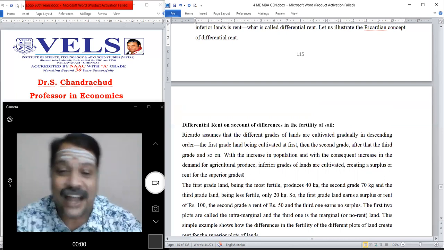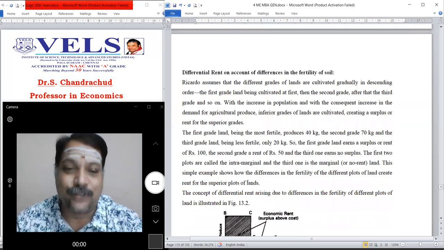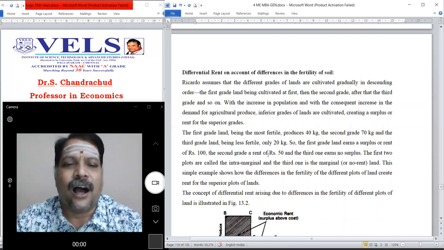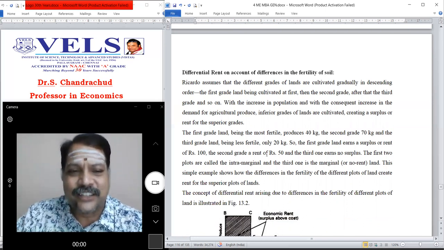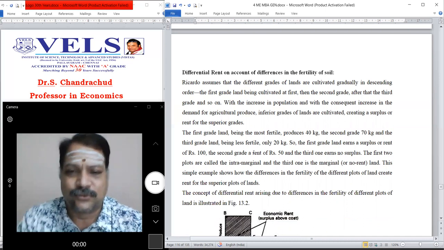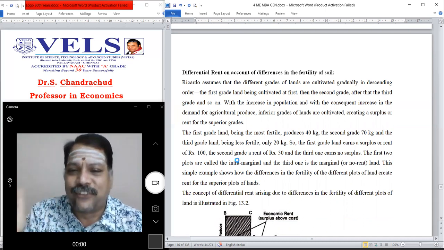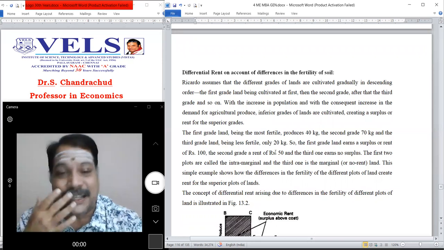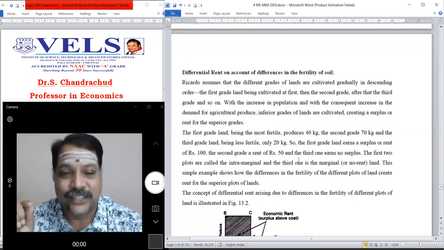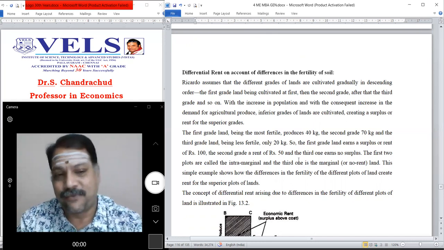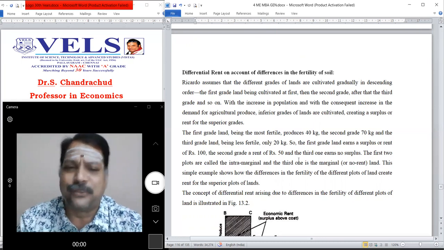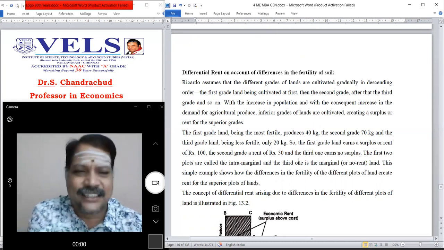The first grade land, being the most fertile, produces, we are assuming, 70 kgs, the second grade 40 kgs, and the third grade 20 kgs. So as the fertility changes, there is a decrease in the produce. So the first grade land earns a surplus as rent, say 100 rupees. The second grade rent will be 50 rupees, and the third grade is lesser than that.